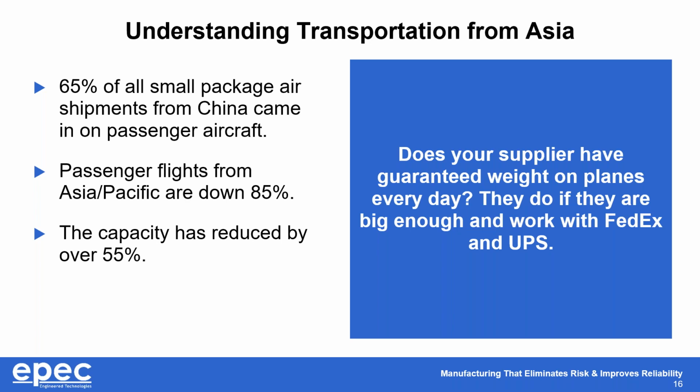And the reality is that there's some facts, right? 65% of all small package, which is basically what PCBs focus on, right? PCBs, especially on the quick turn side, fall into the small package arena. And they used to be 65% of them on passenger aircraft, right? Well, we all know, based upon COVID, that passenger flights are down 85%. So the capacity has reduced by over half, right?